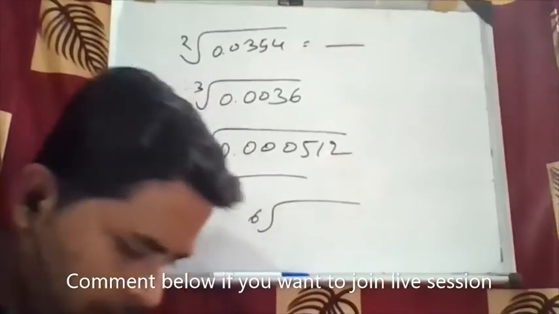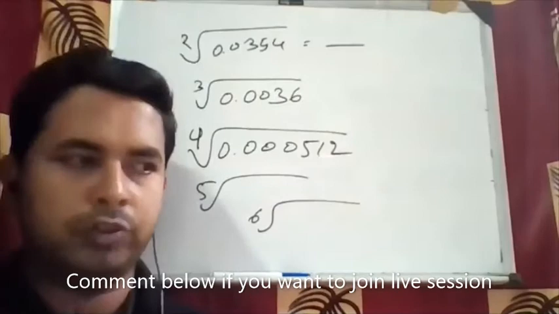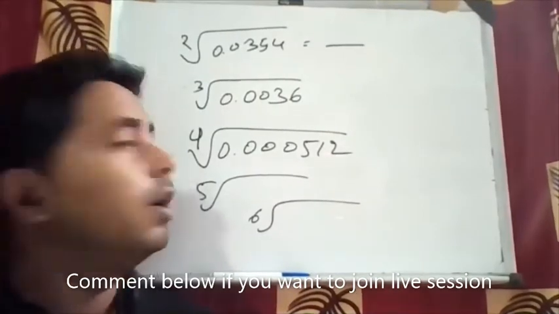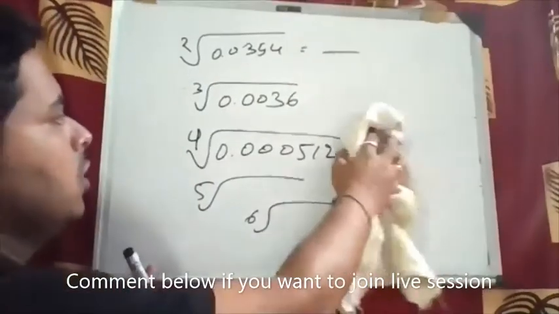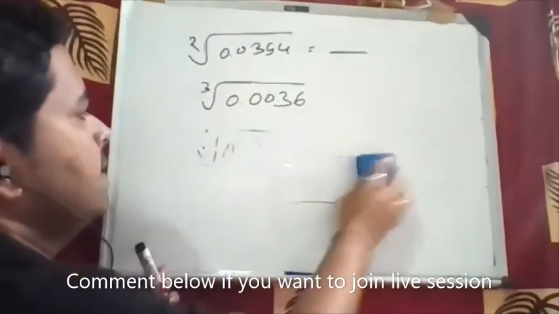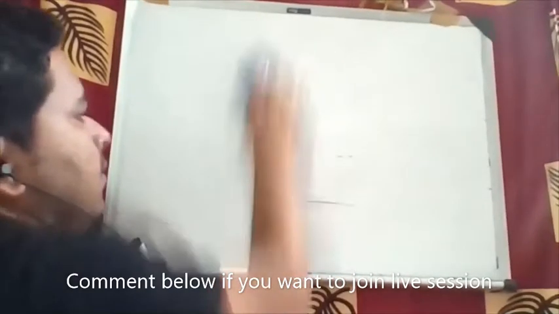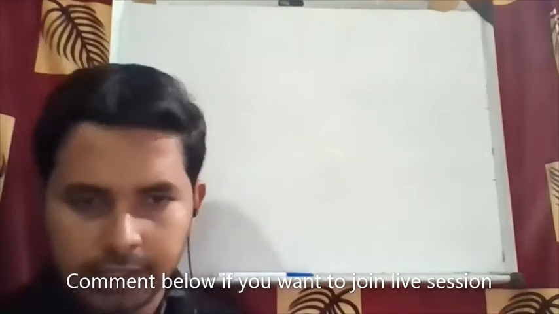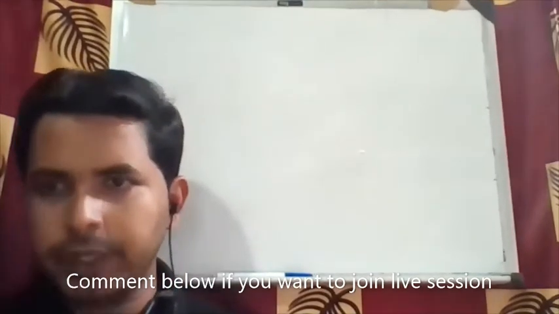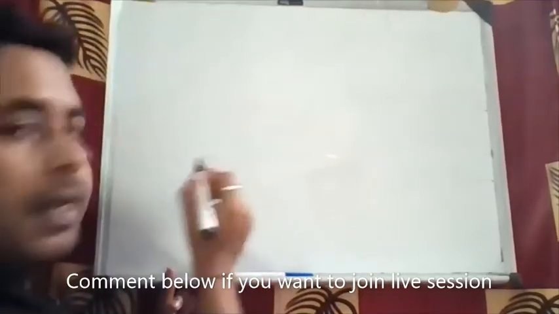We will see what the decimal roots will be: square roots, cube roots, or fourth roots. We'll see those things. First, I'll tell you how to find the square root values. How to find the square root values. I'll take one example now.